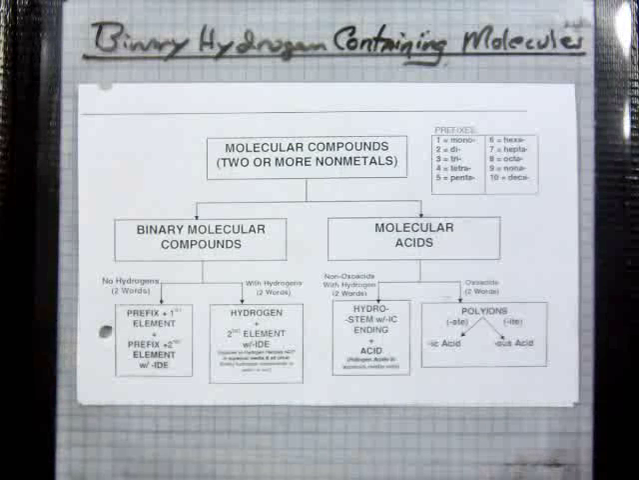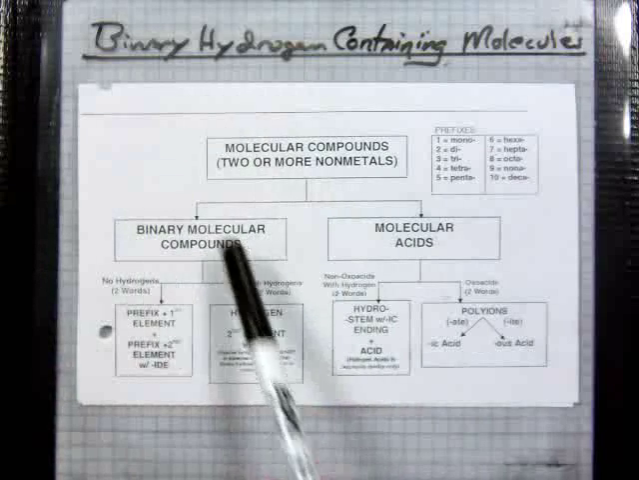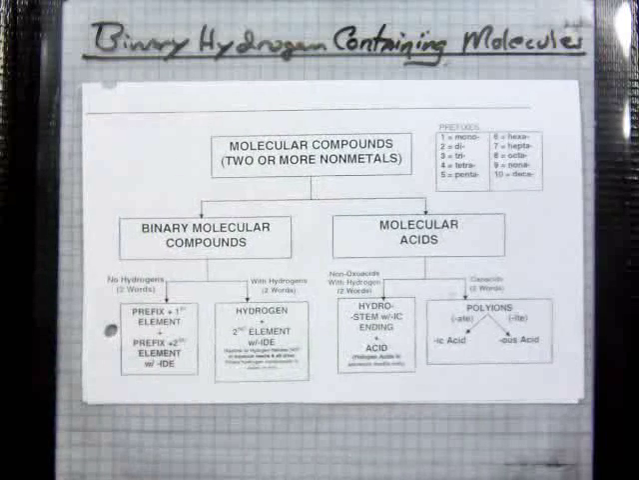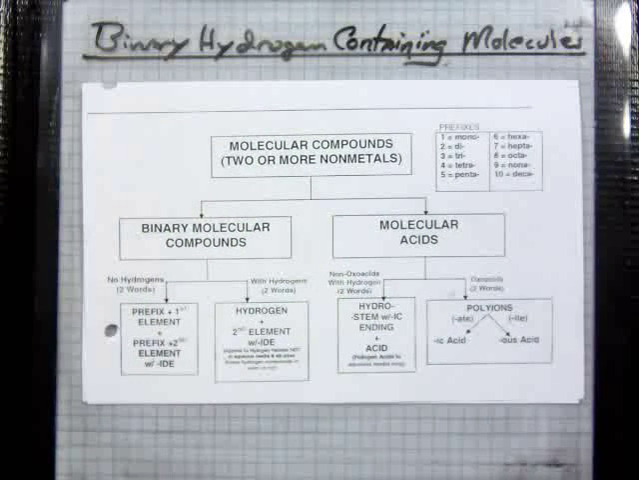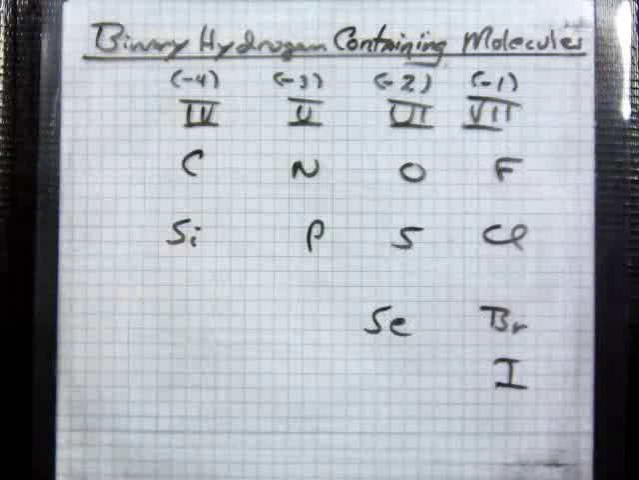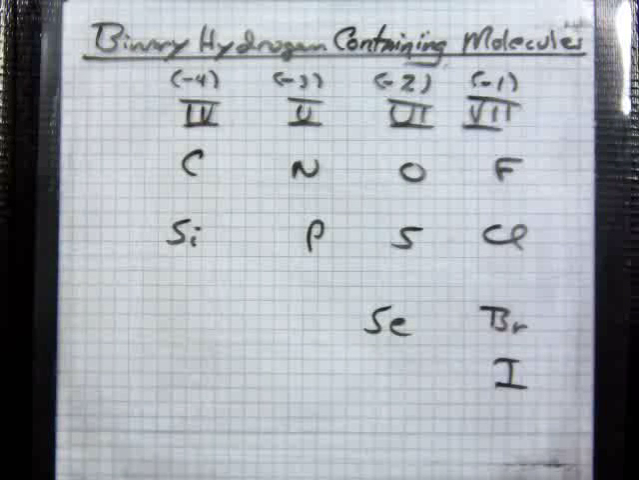So now we want to get into the bottom half of the methods of nomenclature and formula writing. Here we want to look at the binary hydrogen-containing molecules. And to do this, I want to draw out a little periodic table and show you how it comes together quickly. And I'll move it to full screen.